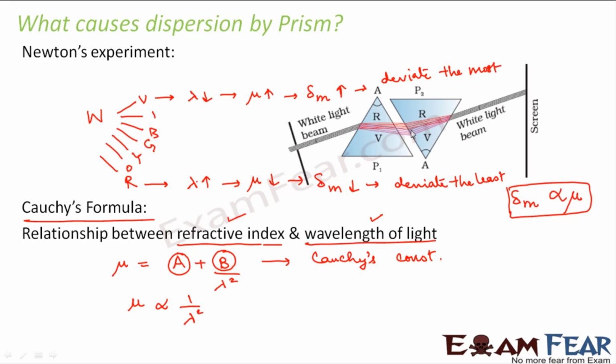Right? Okay, so this is what was observed, and this is known as Cauchy's formula. So these two things together, Cauchy's formula and the fact that the angle of deviation is directly proportional to the refractive index, taken together describe the reason behind the dispersion by prism.